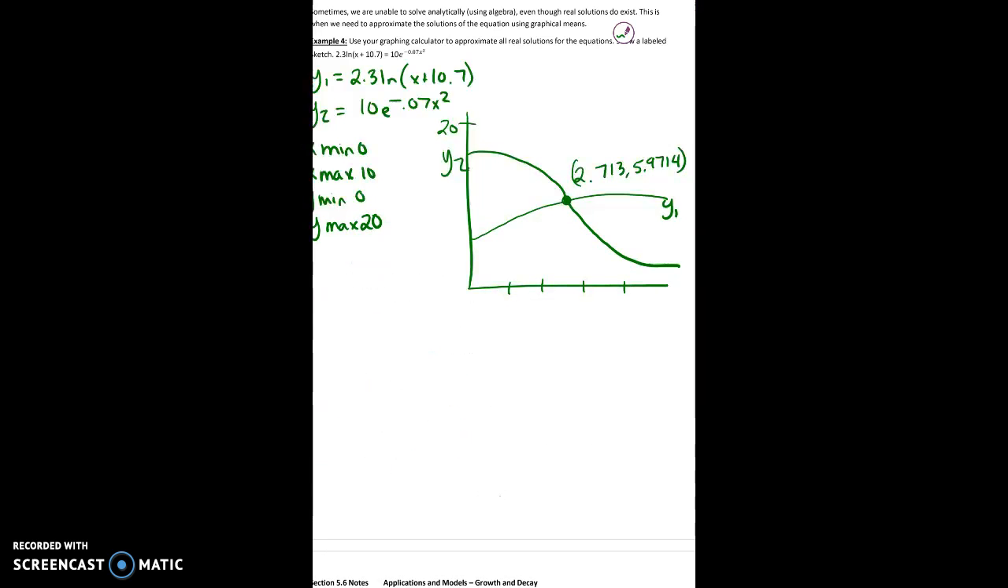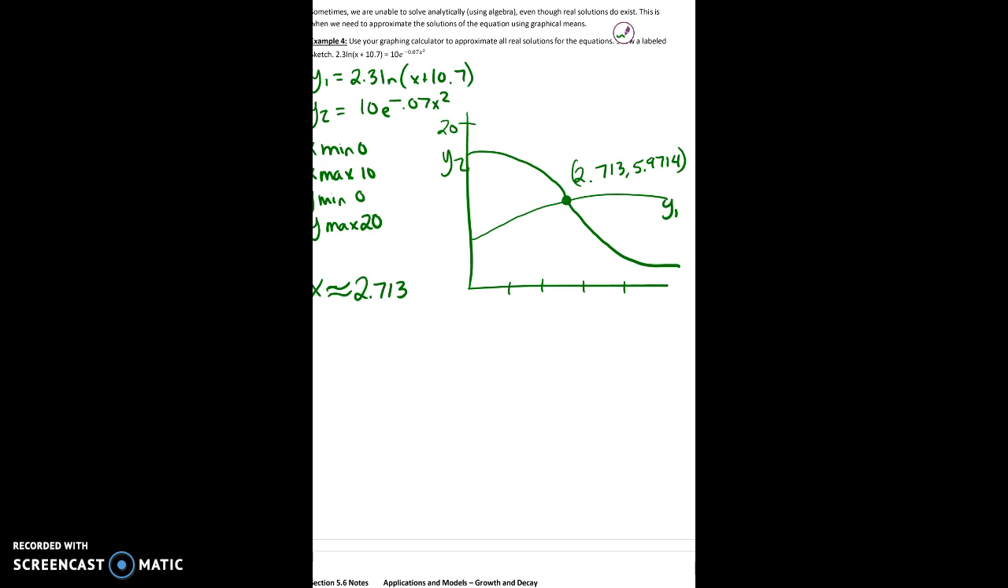Okay, so here's my approximate graph. It's not beautiful, as you can see. However, I do show the two separate graphs along with their intersection point that I found by doing second trace, intersect. Now, we are looking for x values. So while it is interesting that they both share 5.9714 in common, the 2.713 is what we care about. So x is approximately equal to 2.713, because remember, all we can get is an approximate solution when we're graphing.